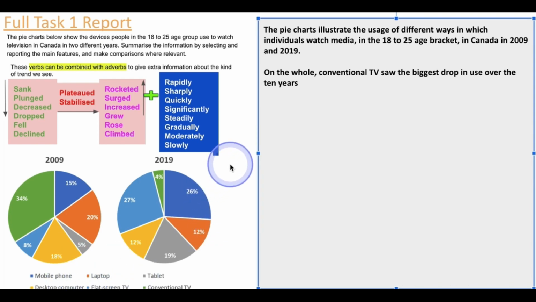And then we could say maybe flat screen TV saw the biggest increase, whereas flat screen TV saw, or witnessed, that's a good way to not repeat ourselves, witnessed the most significant rise. So again, we're not putting in numbers and statistics, we're leaving that for the groups, which we're going to go into now. So let's talk about, yes, the devices that decreased.